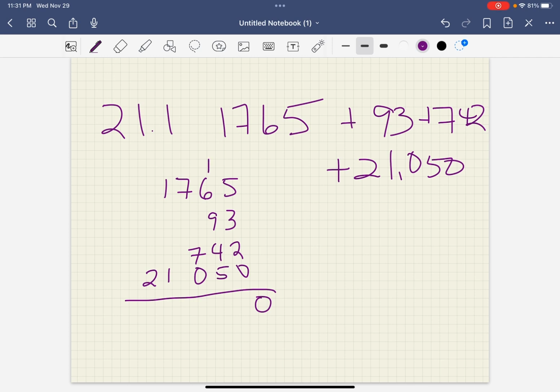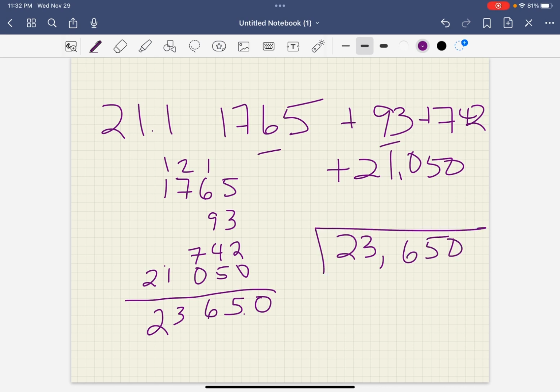1 and 6 is 7, and 9 is 16, and 4 is 20, and 5 is 25. So 2 and 7 is 9, and 7 is 16. 1 and 1 is 2, and 1 is 3. So we get 23,650 for the sum. Now we take that sum and we divide it by the number of numbers we had, which was 1, 2, 3, 4. So we're going to divide this by 4.